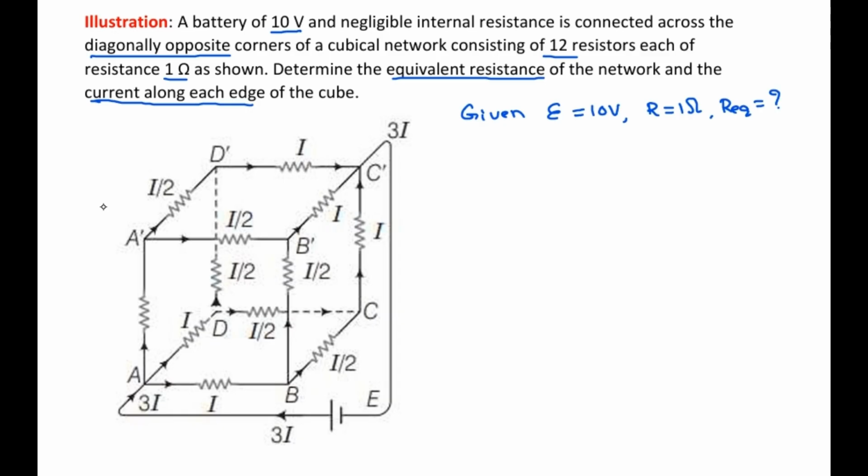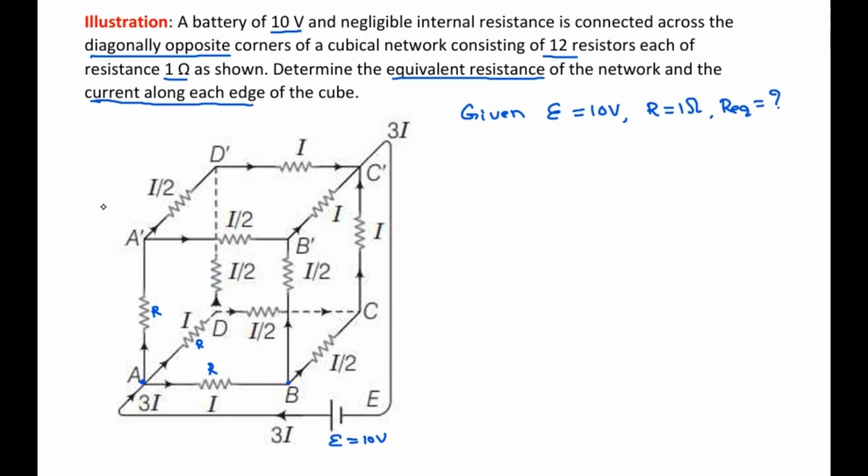We need to find R equivalent diagonally for this given figure and the current passing through each edge. The resistance of each edge we are assuming as R; later we can substitute the value of R. Now, from this cell of EMF E, 3I current is released. You can take 6I or 9I or I also, the choice is yours. For my convenience, I am taking 3I because at junction A, this 3I will be split into 3 equal parts. So that is I across AB, I across AD, I across A dash.